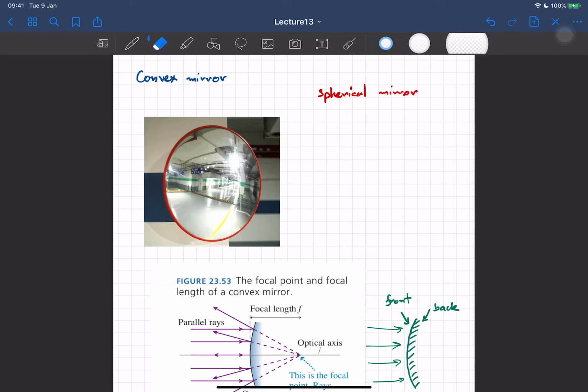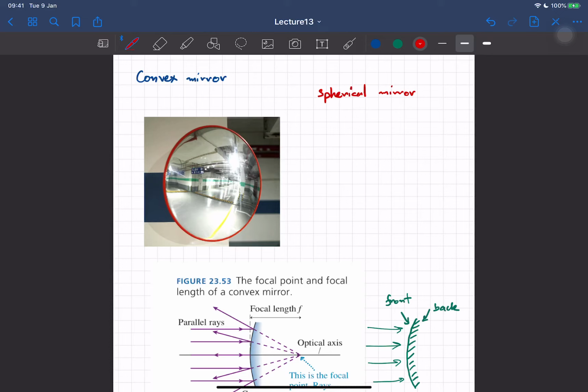Now, a spherical mirror is just a special category of curved mirror. What we are talking about here, whether convex or concave, are called curved mirrors for an obvious reason: the surface is not flat, it's curved. But the shape of the curved mirror can actually be anything. You can be as fancy as you want.